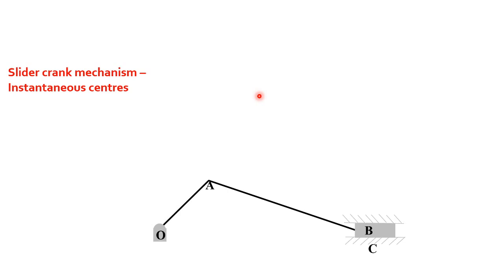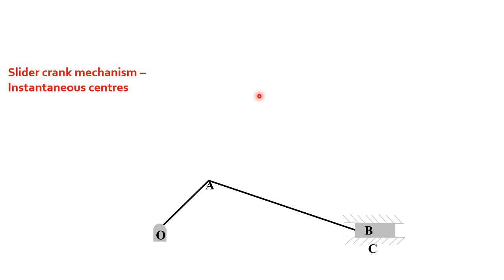So I have drawn a diagram for a single slider crank mechanism. As you can see here, we have a crank OA, a connecting rod AB, and a slider. The slider is constrained in the path shown, which is the motion of the slider. Okay.